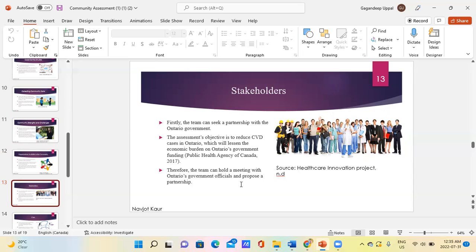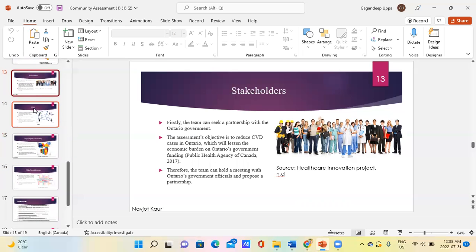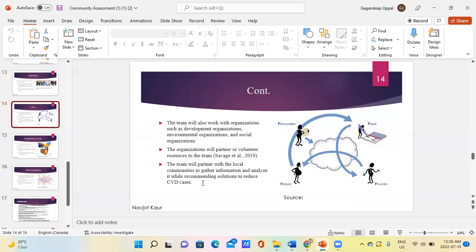community stakeholders. The assessment's objective is to reduce CVD cases in Ontario, which will also lessen the economic burden on the Ontario government's funding. So the team can hold a meeting with the Ontario government officials and propose a partnership with them. Then they will be able to know the root causes of all the problems of the community. They can assess all the data accurately and appropriately, as they can collect the data, as my friend already told, through surveys, questionnaires, or direct visits. Next slide, please.